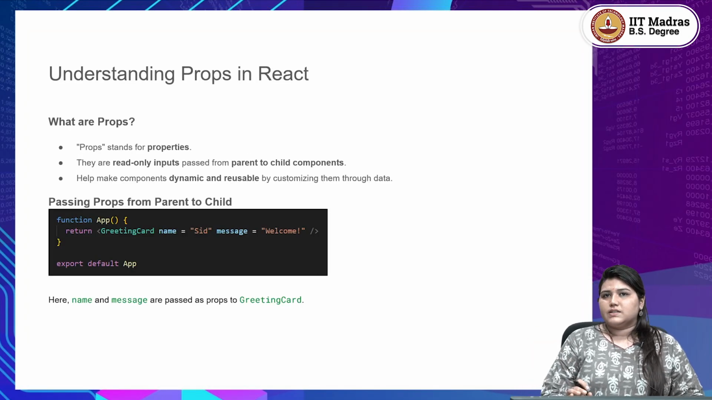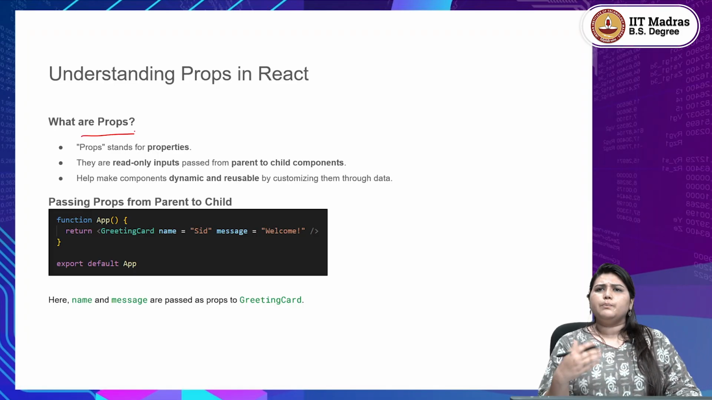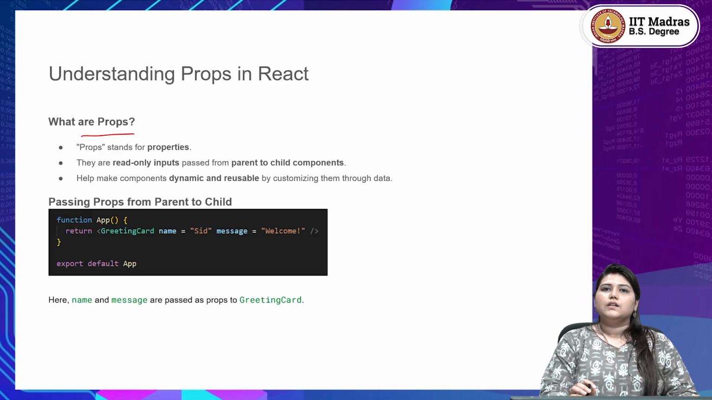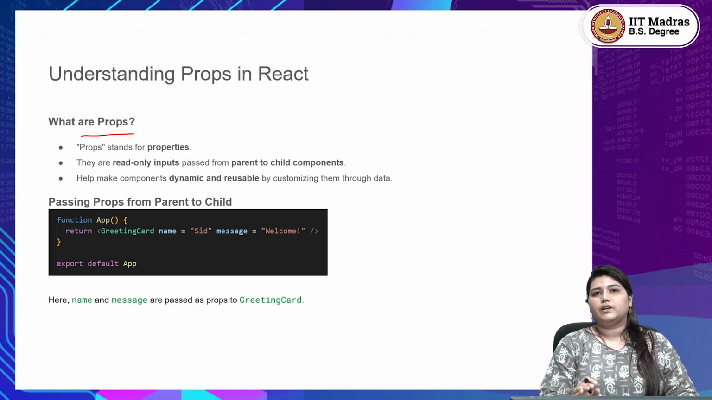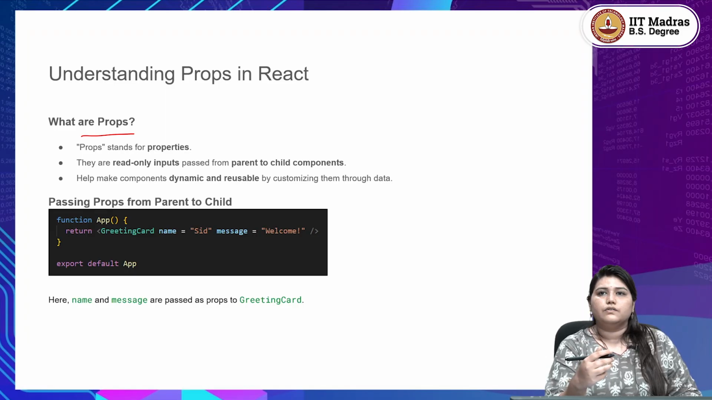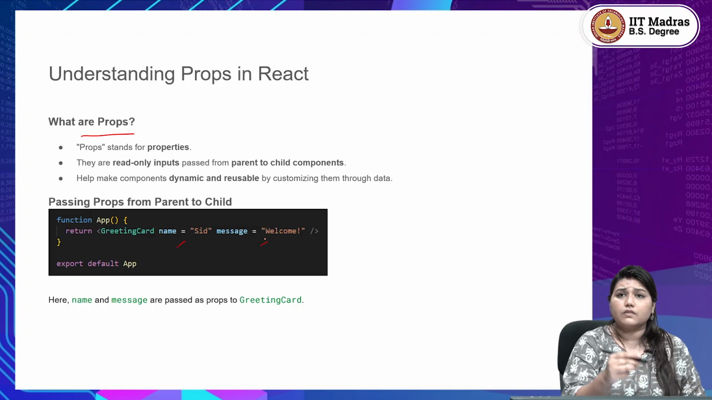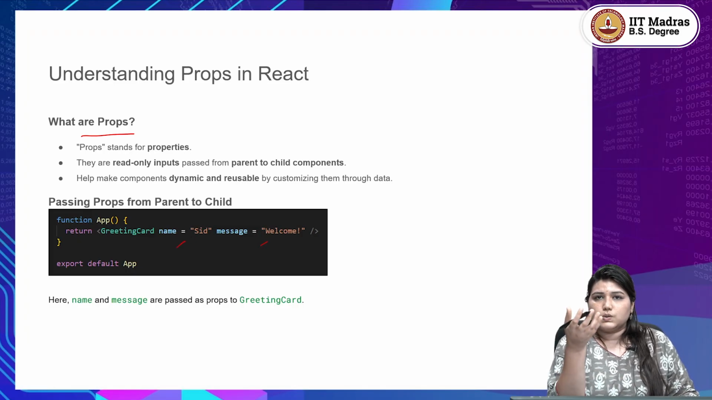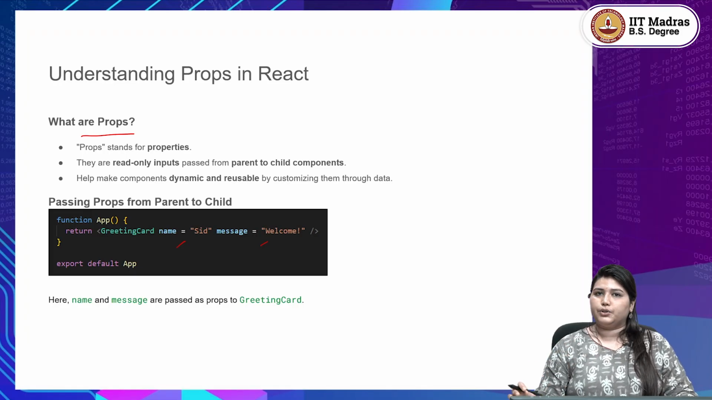Let's now move on to the second major topic of this session, that is props. The term props is short for properties, and they represent data that's passed from a parent component to a child component. Think of props as a way of customizing and configuring components. For example, you might have a generic greeting card component that displays a name and a message. Instead of hard coding those values, you can pass them as props from the parent, so the same component can show different content depending on the input.